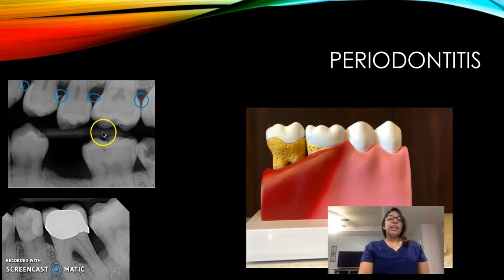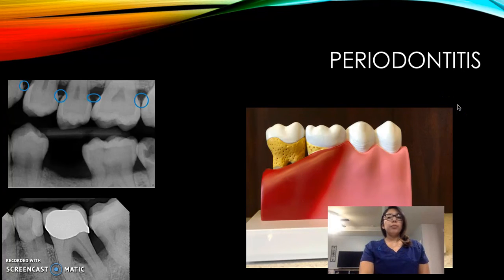In the second radiograph right here, we see that the bone loss is more severe, and this tooth probably has some mobility. So it has a very poor prognosis. This picture right here shows you an idea of how the bacteria just mineralizes around the tooth and how the gum can become more red and swollen around the mouth.